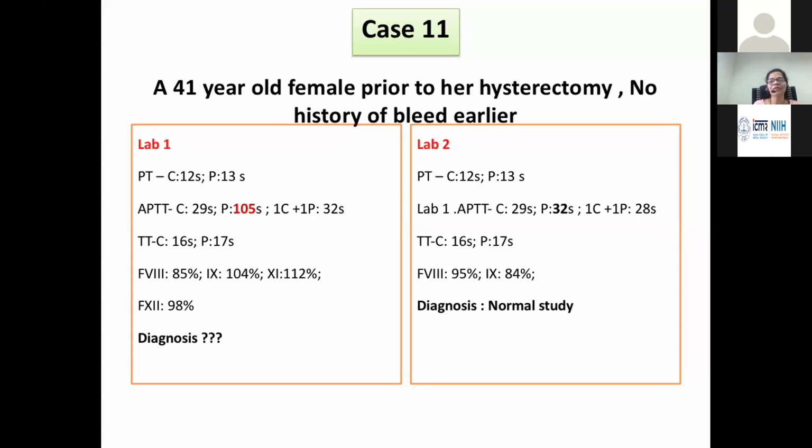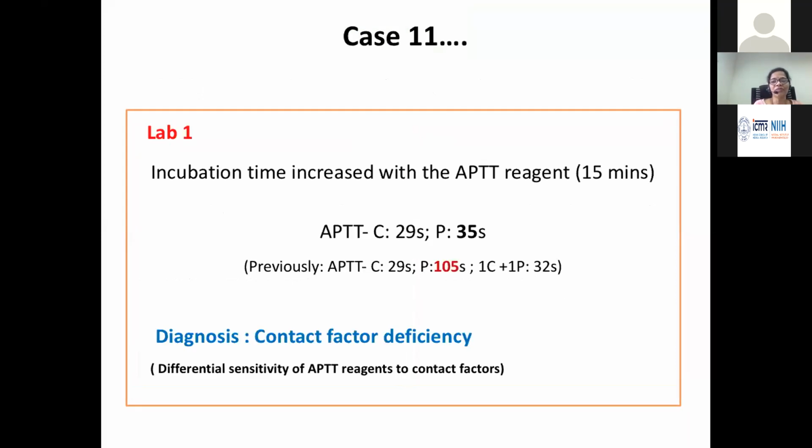So the sample was sent to us and we got a normal study. We got the APTT as well, a normal 105 and 32 difference. These are two labs in Bombay. One is ours and another one is a private lab in Bombay. We asked for a fresh sample again, the same thing. They did the test there and the sample was sent to us. The same thing happened. So what we did was increase the incubation time with the APTT reagent. We asked the lab to increase the incubation time, and then we found out that the APTT was normalized.